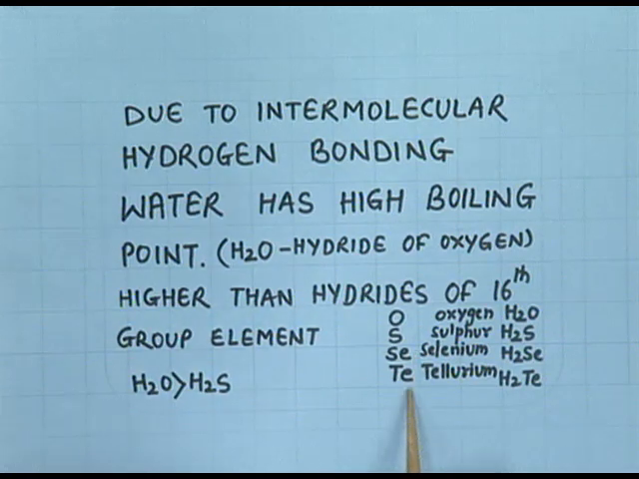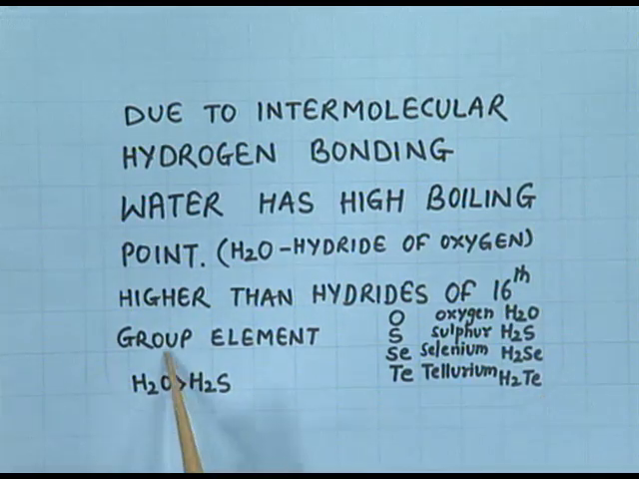The 16th group elements: oxygen, sulfur, selenium and tellurium. All these elements with hydrogen form the compounds H2O, H2S, H2Se and H2Te.